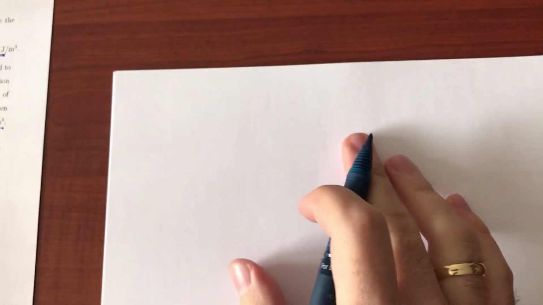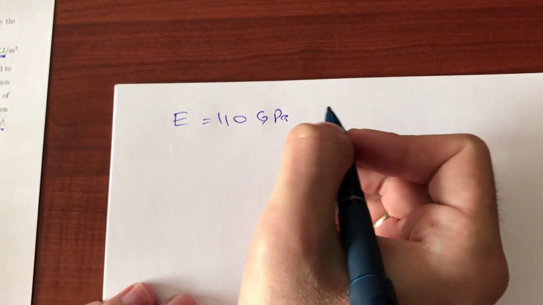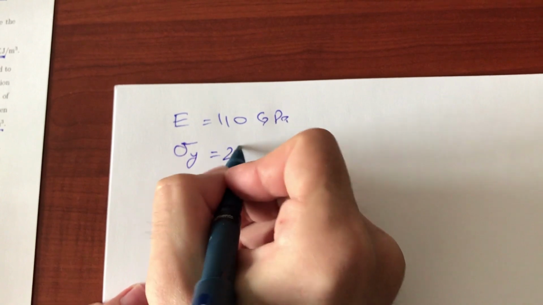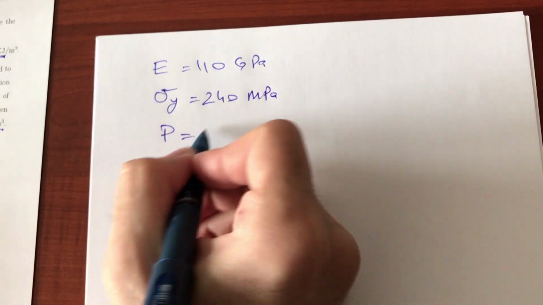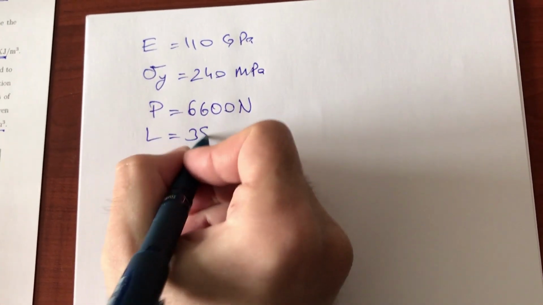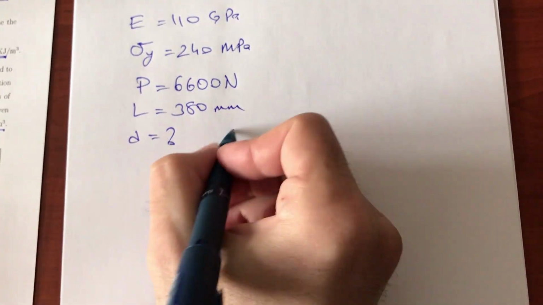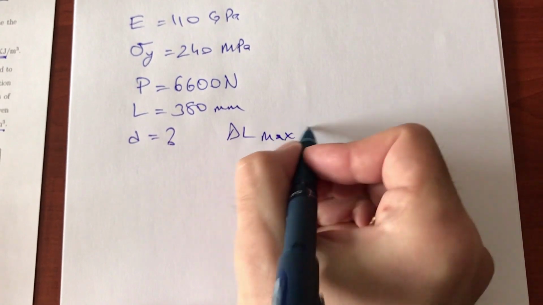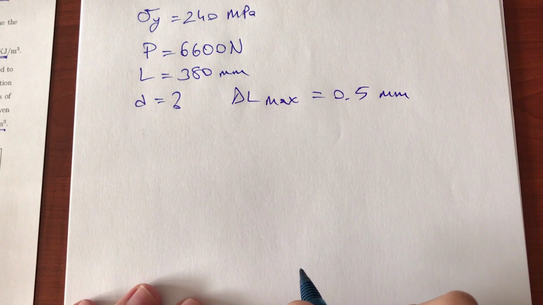Let's start with the allowable diameter calculation. So we have 110 gigapascals. Yield strength is given. Applied load is given. The length is given. What must be D so that this is the elongation.